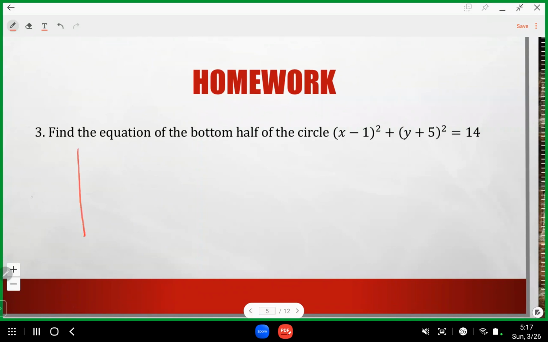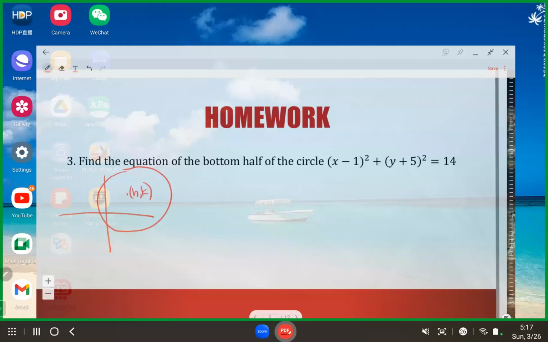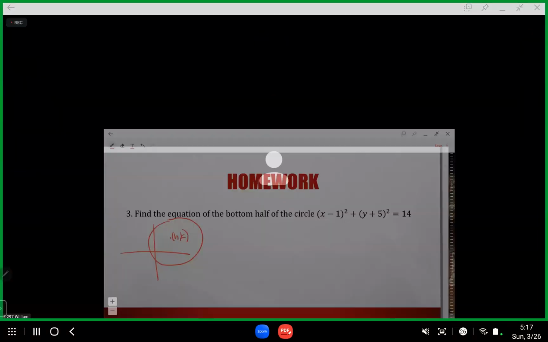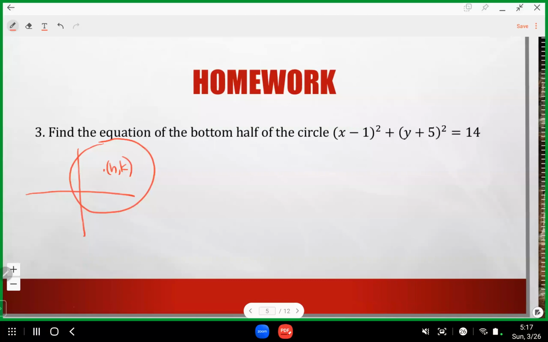So I see William answered, right? William, could you help me find the bottom half of the circle? What is the equation of the bottom half of the circle? William, could you volunteer? Since we're finding the bottom half, y has to be less than or equal to k.